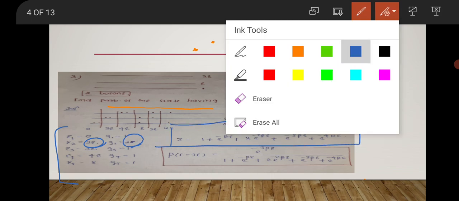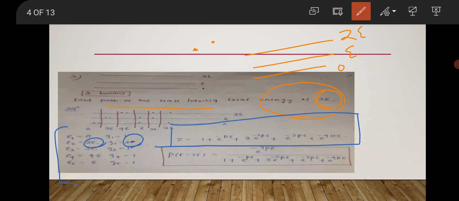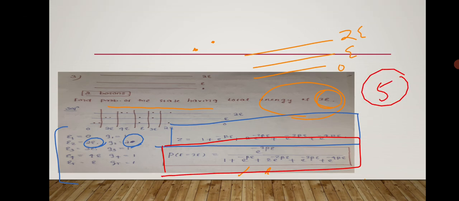So your probability of finding the energy equal to 3E will be e to the power minus 3 beta E by 1 plus e to the power minus beta E, plus, with the degeneracy, 2 e to the power minus 2 beta E plus e to the power minus 3 beta E plus e to the power minus 4 beta E. So this will be the correct answer to the question. This question was also for part C for the 5 marks. Okay, so move to the next question.